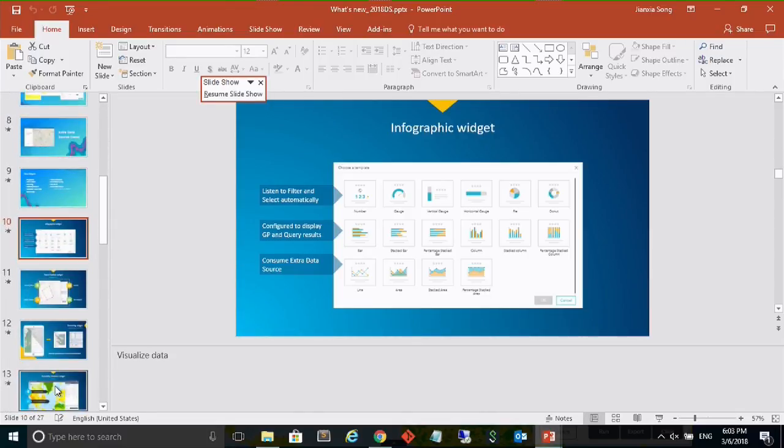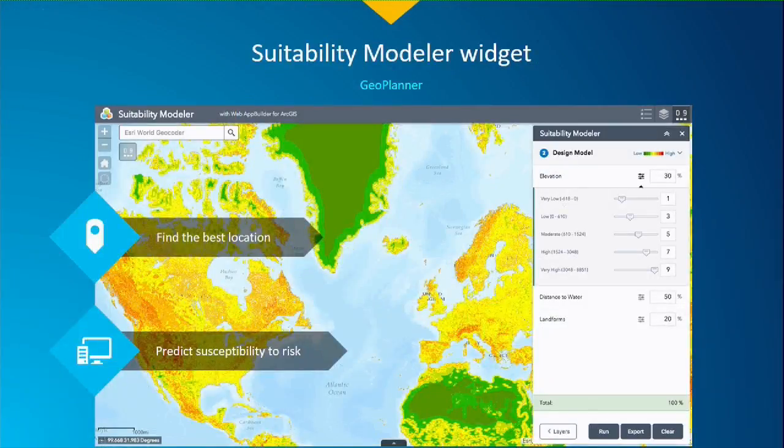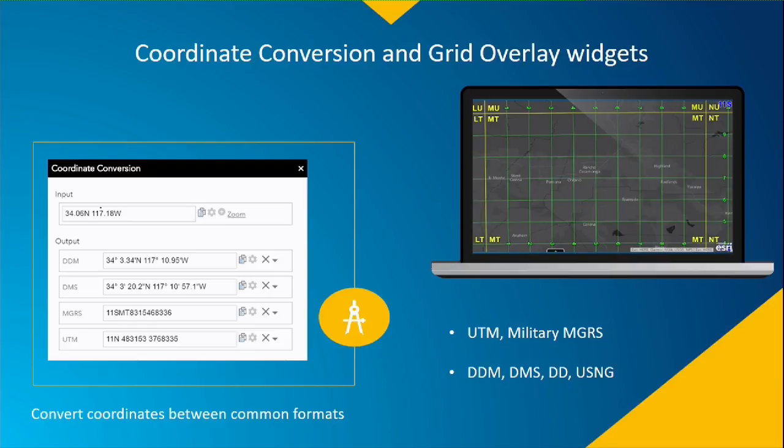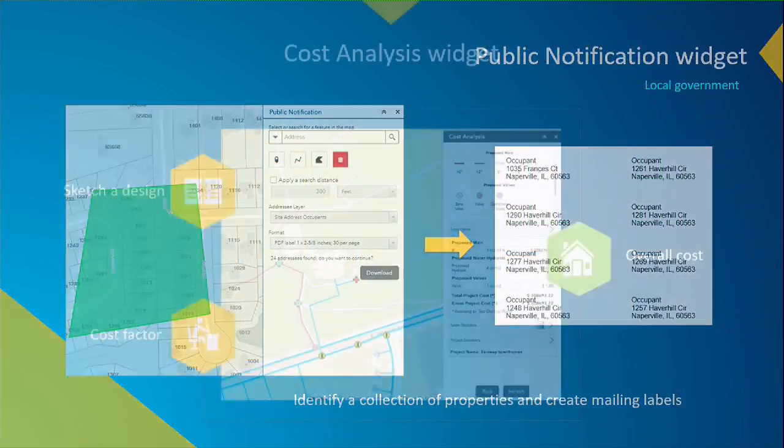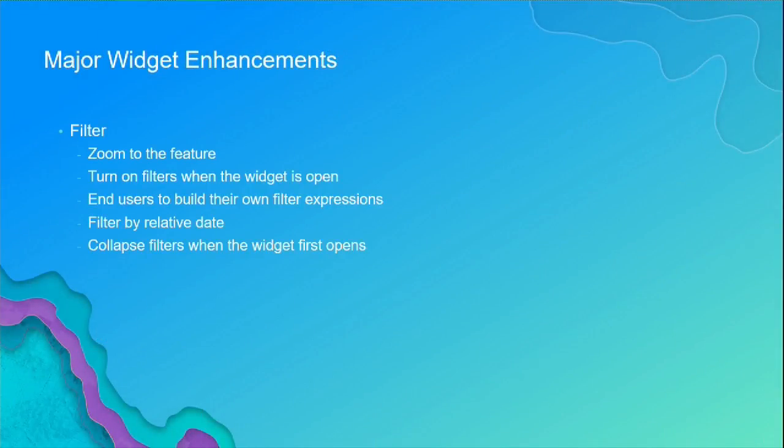Very quickly go through suitability modeler, coordinate conversion, public notification, cost analysis widget, right? Major widget enhancements would be the filter: zoom to the filter, turn on filters when the widget is open. And the user can build their own filter expressions. And filter by relative date, like all current data from the last 7 days, or something happening tomorrow or today. Bookmark.